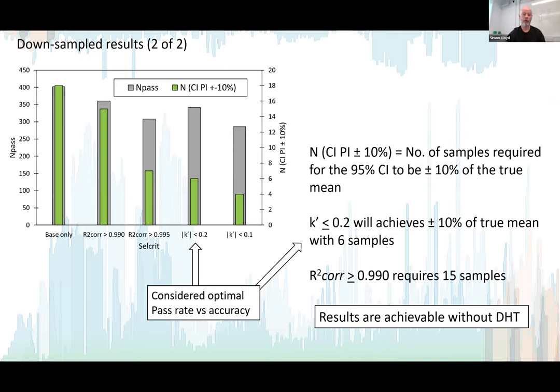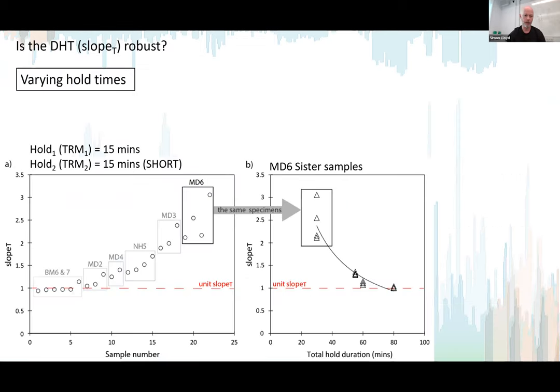And it's important to note here that we've achieved these results without the use of a second heating. So this is just from an initial heating. So then we wanted to look at this double heating technique a little bit more. And one of the things we looked at was varying the hold times in the experiments. So in one experiment, we used a slightly shorter second hold duration for the acquisition of the second TRM.